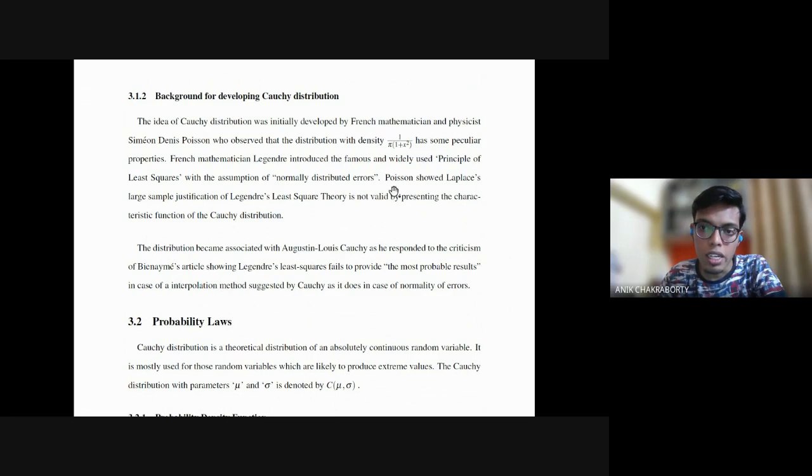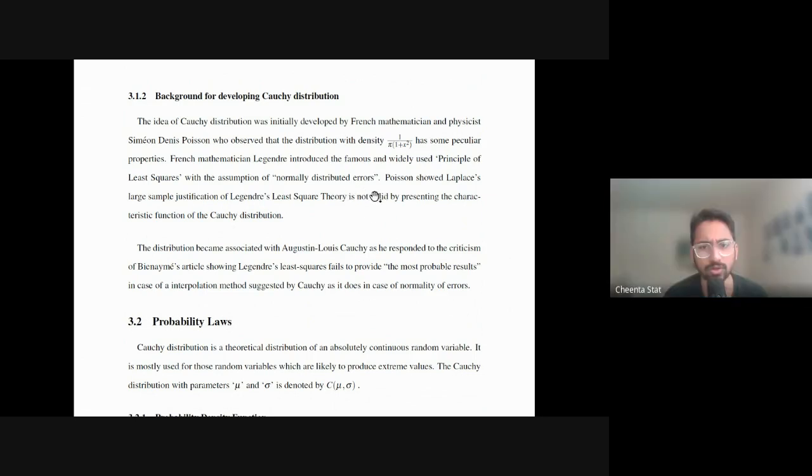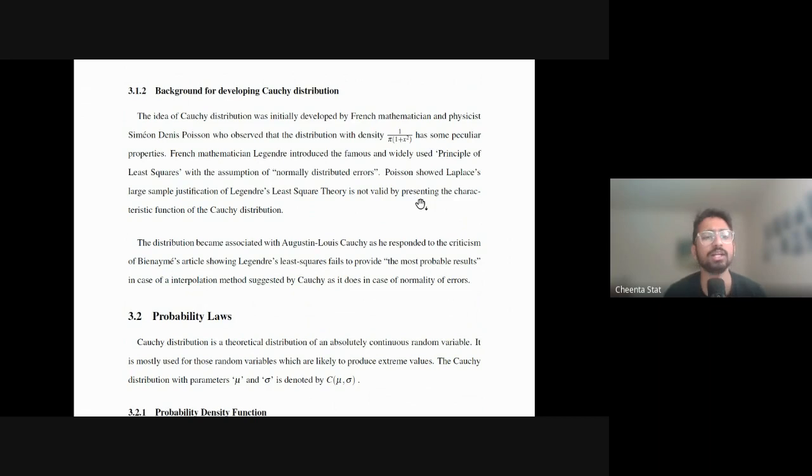In that case, Poisson showed that this normality assumption is not actually correct. The error may take other distributions also. Using the Cauchy distribution, Poisson showed that the large sample justification of least squares theory is not valid, representing the characteristic function of the Cauchy distribution.